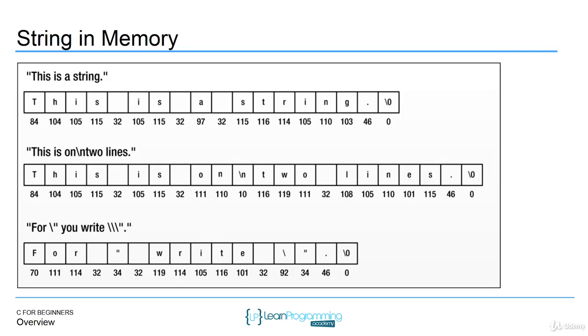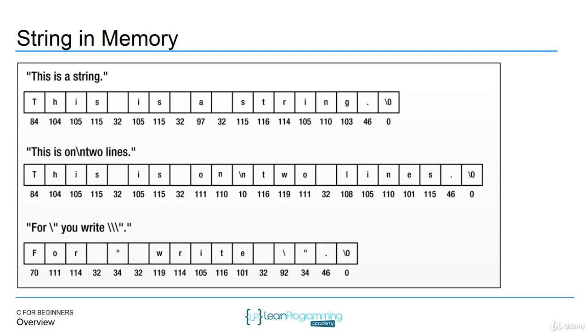So if you have a string called "this is a string", you're going to see the space has something in memory. And also you should notice at the end that \0. That's the null terminator, which we're going to talk about. But for the second string, again, you see everything that's in memory. Even the \n, which represents a new line, is in memory. And then for "you write", you'll notice the quote is in memory. But the backslash isn't, because the backslash is delimiting the quote. It's escaping the quote. So this is how it looks in memory.